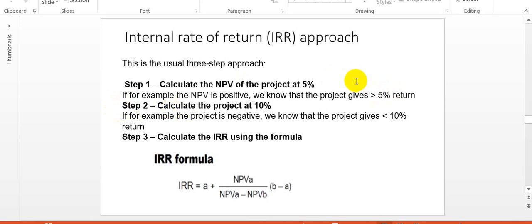So step 2: in this case, we're assuming that the 5% gave us a positive NPV, so we'll go, say, 5 steps up and use 10%. If, for example, the NPV is negative, we know that the project gives a return which is less than 10%. Once we have those 2 NPVs, we then substitute into the internal rate of return formula.